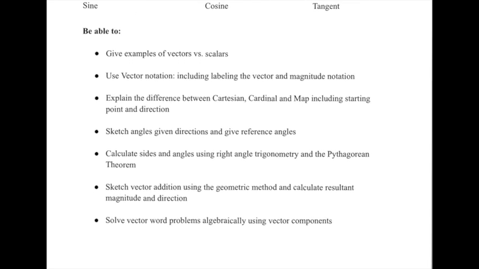The next part is being able to give examples. So this is also in your handout. You need to know the difference between vectors and scalars. You need to know your notation so that you can recognize it. You did this on a quiz: Cartesian, cardinal, and map directions. You should be able to sketch angles and know how to calculate reference angles. Calculate your sides and angles from SOHCAHTOA, right angle trigonometry. Your vector addition, which is what we just did on this last one, and vector word problems. All right? And so what happens in the next few pages are examples of all those things.